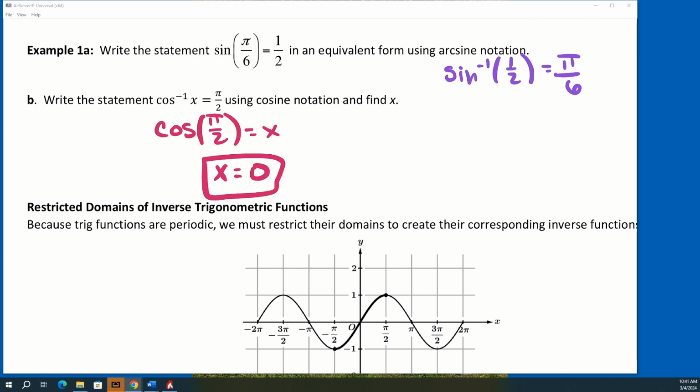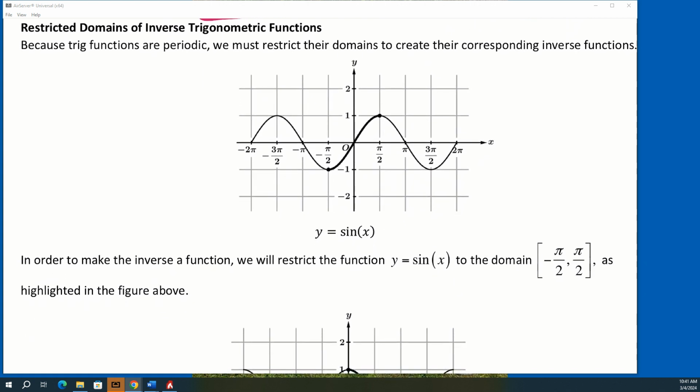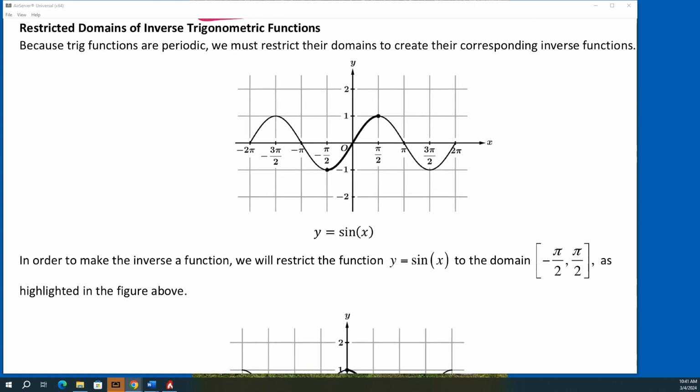All right, now I've been teaching inverse trig functions for many, many years, and I always have a really hard time articulating this next part, so just hang in there. This is a little different than what I usually do, but it's almost identical.